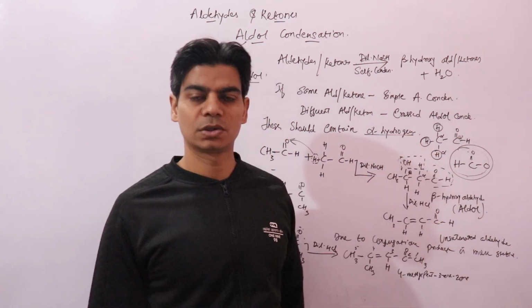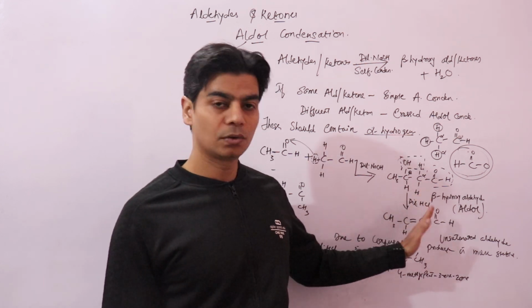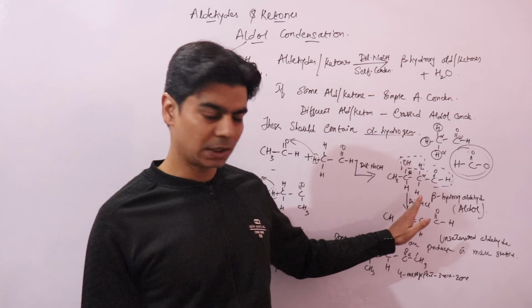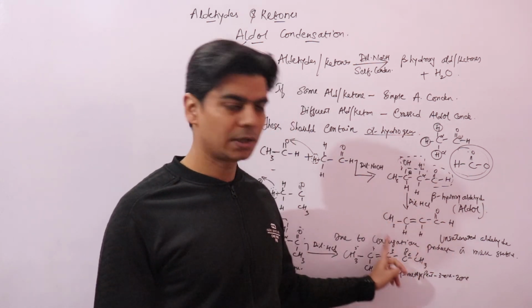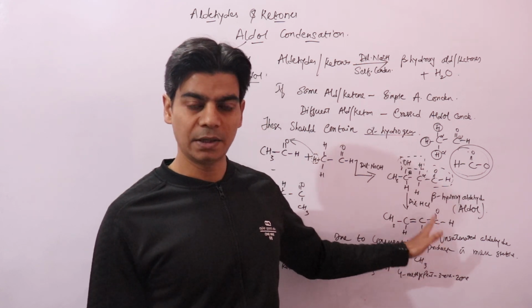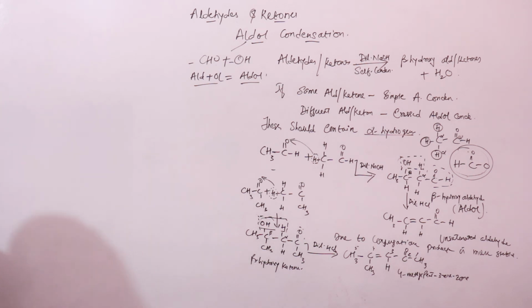Now this beta hydroxy aldehyde or ketone is less stable, so it will easily undergo a dehydration reaction in the presence of dilute acid to give you this conjugated compound. Due to conjugation, this unsaturated aldehyde or ketone is more stable. Just remember all this. Now let's quickly look at the mechanism of aldol condensation.